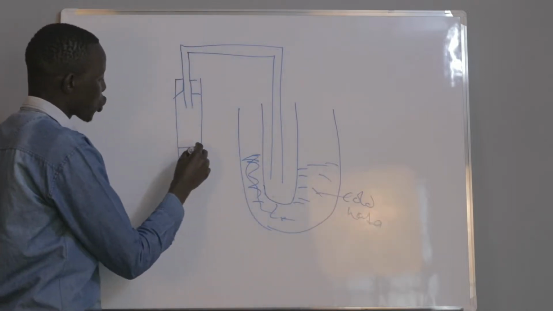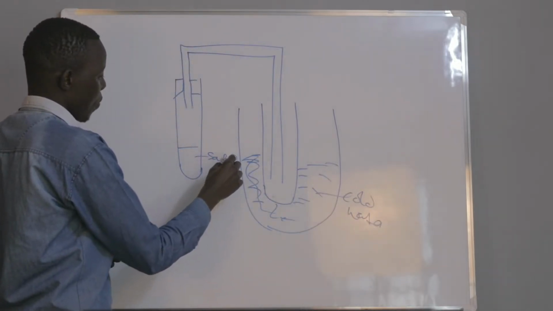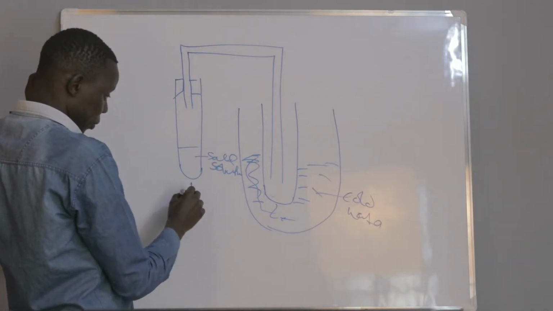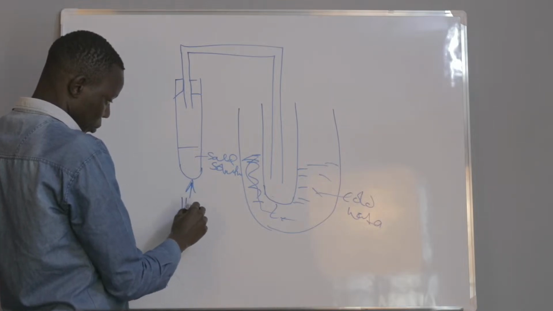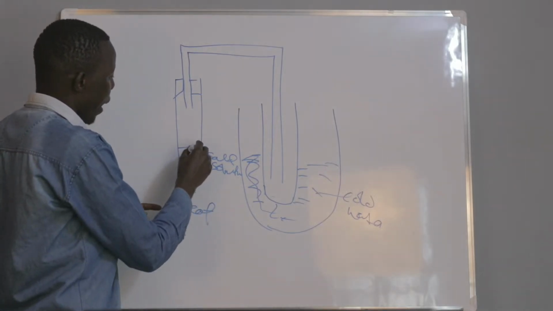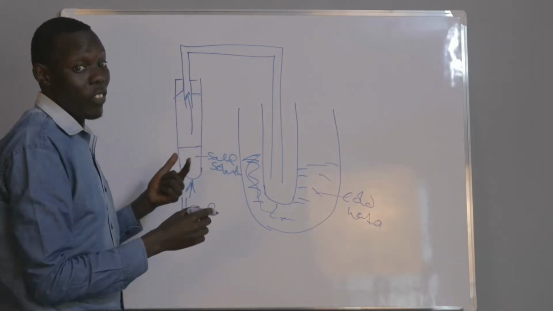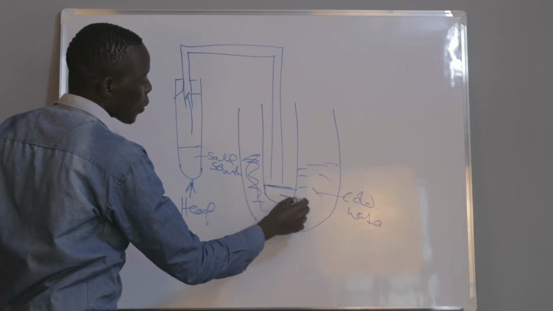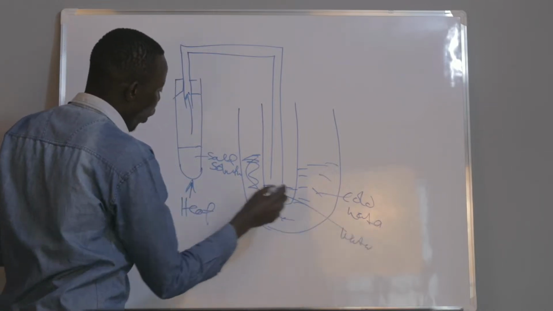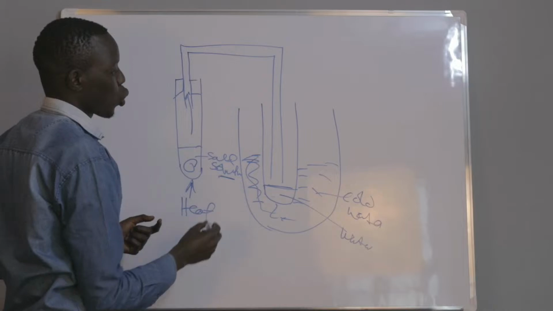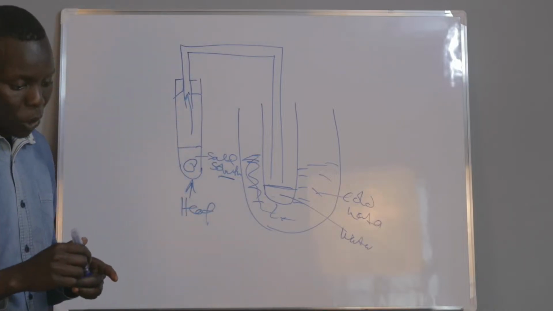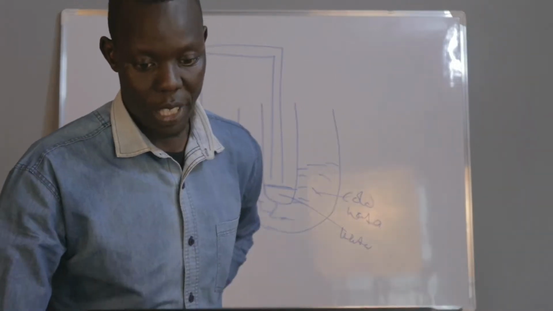So if we have salt solution here, then you heat. The vapor itaenda hivi, that is the water vapor. Ikifika huku inakuwa condensed back to, it is going to be water. What will remain here is the crystals of the salt. So this is called simple distillation. Evaporation will go to the atmosphere.